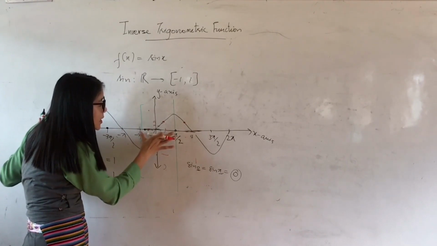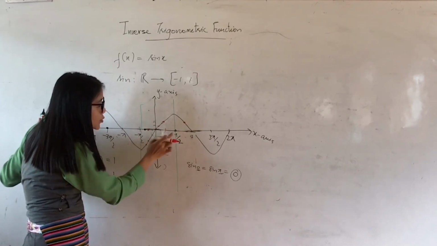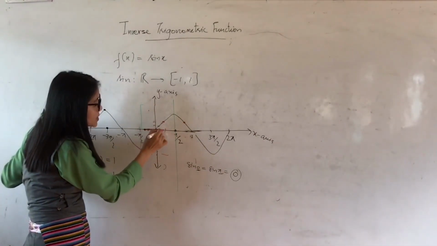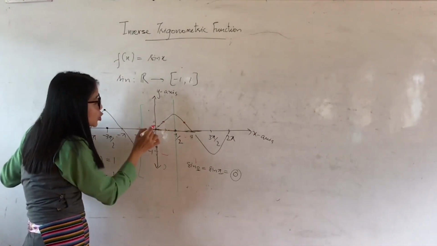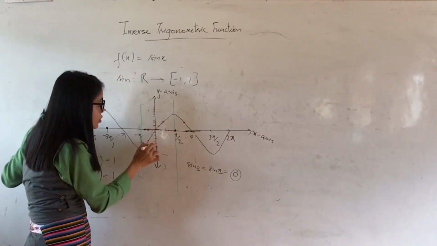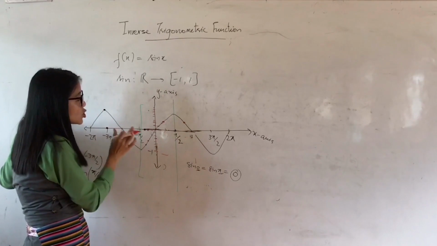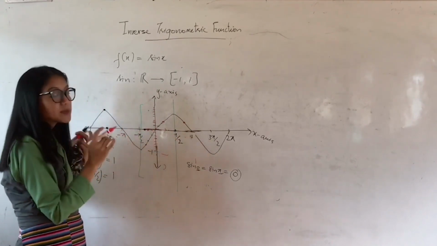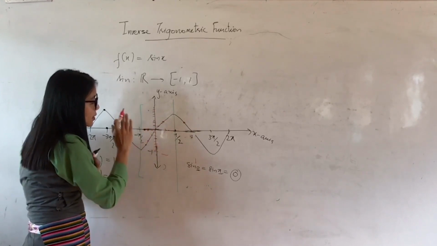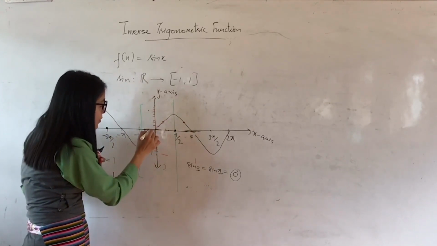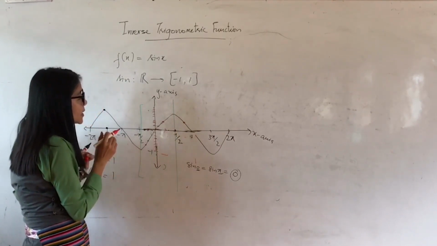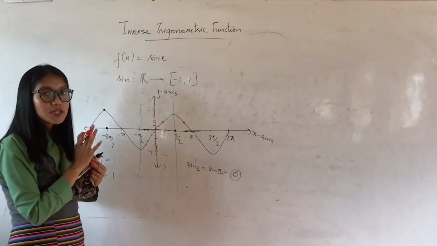So now you can check within this interval, negative pi by 2 to pi by 2, if you take any point on this interval, you will always get a unique image, right? Unique or distinct image for all the points. So therefore in this interval the function becomes 1-1. You can see the graph is not overlapping. For every point you can find the distinct image in this interval. So the function is 1-1.